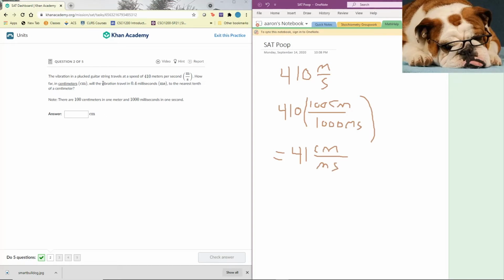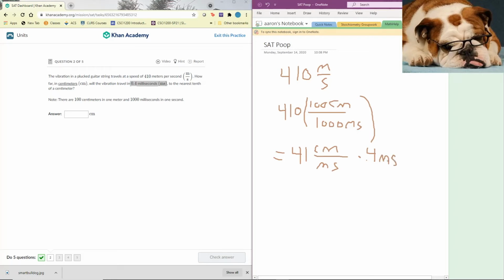And now we want to know how far in centimeters will the vibration travel in 0.4 milliseconds. Well, if we look here, our milliseconds is in the denominator, and we want centimeters. So, to get rid of the milliseconds, we need to multiply something with milliseconds. And right here we have what they gave us, 0.4 milliseconds. So, we can multiply this by 0.4 milliseconds.